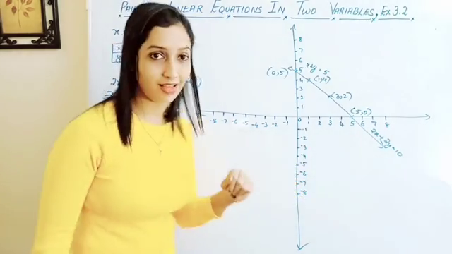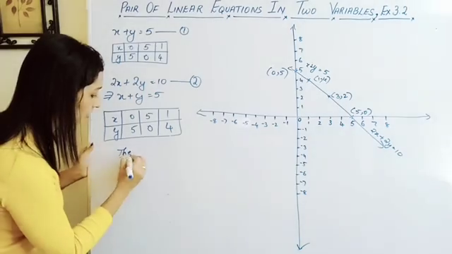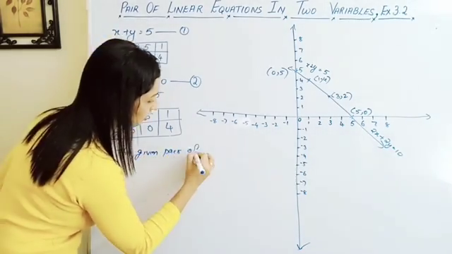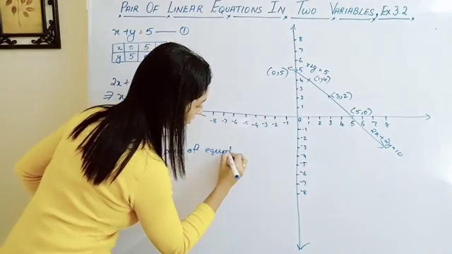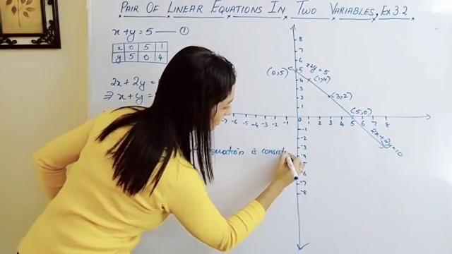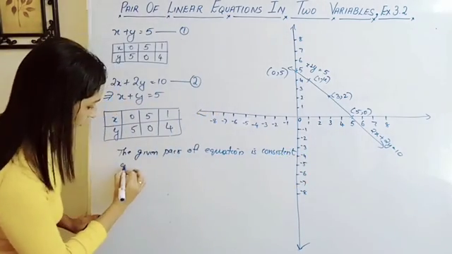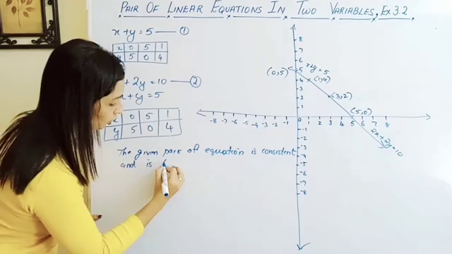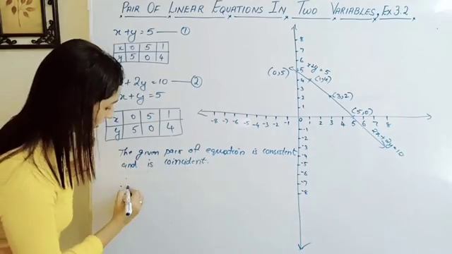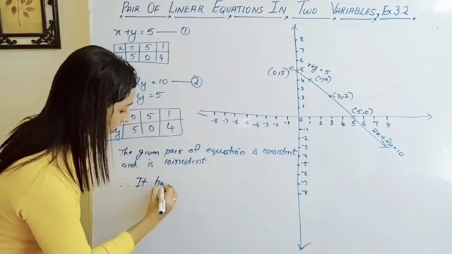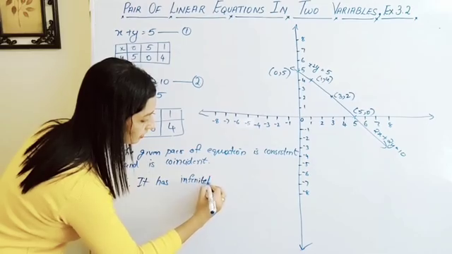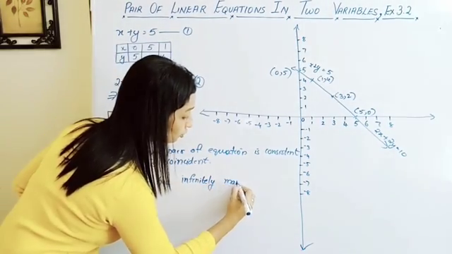So how will we write the answer? The given pair of equations is consistent and is coincident. Therefore, it has infinitely many solutions.